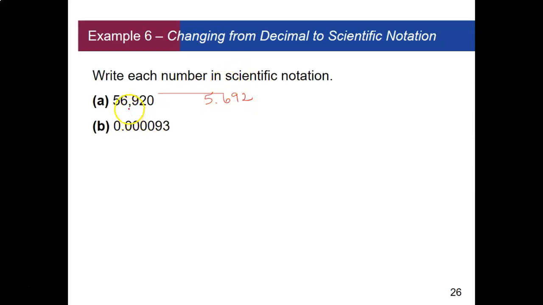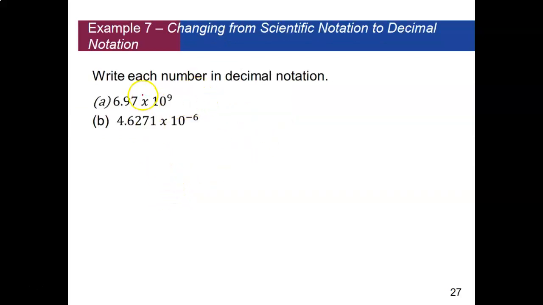Okay, so if we have 5.692, we're going to have to move our decimal 4 places here. So we're going to have 5.692 times 10 to the fourth power. Here I'm going to have to move it 1, 2, 3, 4, 5. So I'll have 9.3 times 10 to the negative fifth. Okay, these I want you to write in decimal notation. So this one tells me I'm going to move this to the right. So I'll have 6, 9, 7. So that's 1, 2, 3, 4, 5, 6, 7, 8, 9.